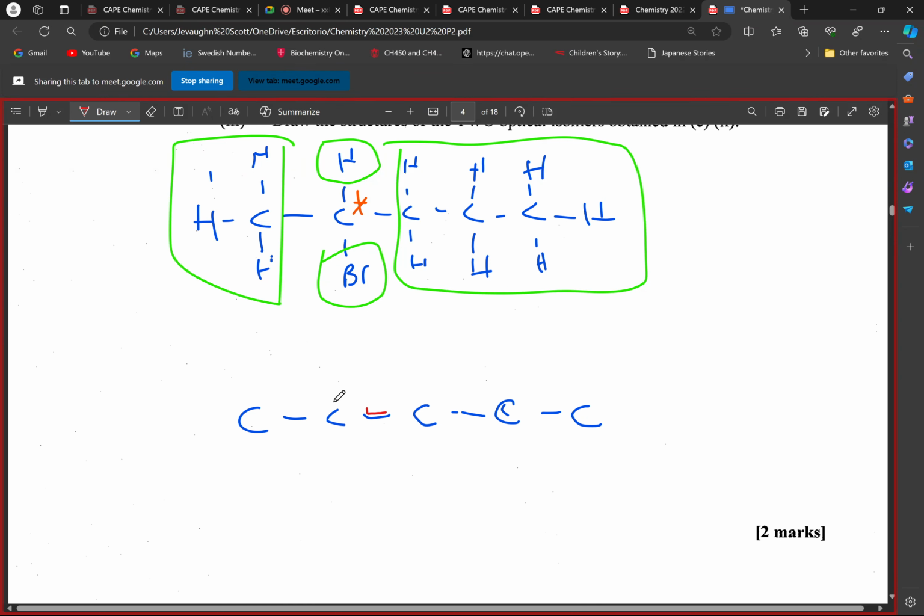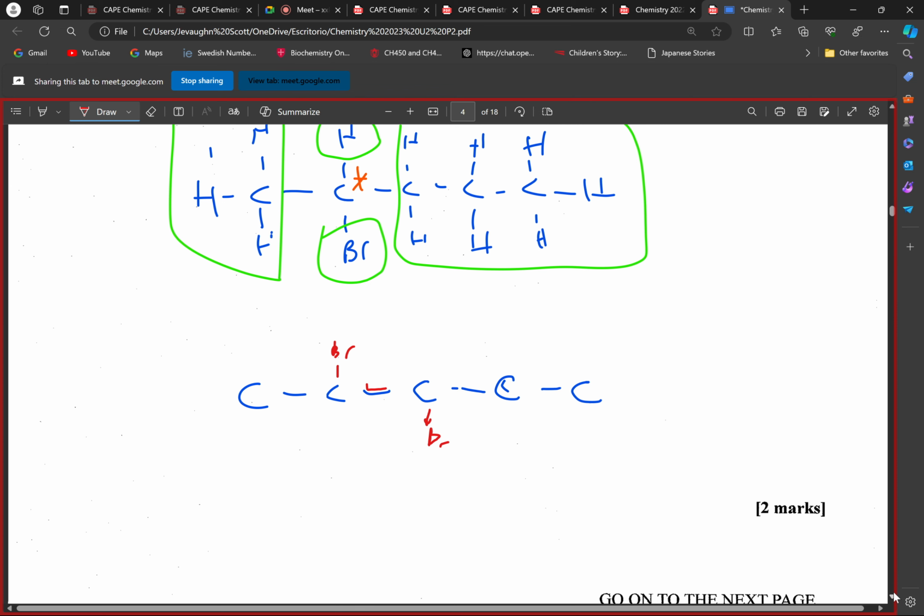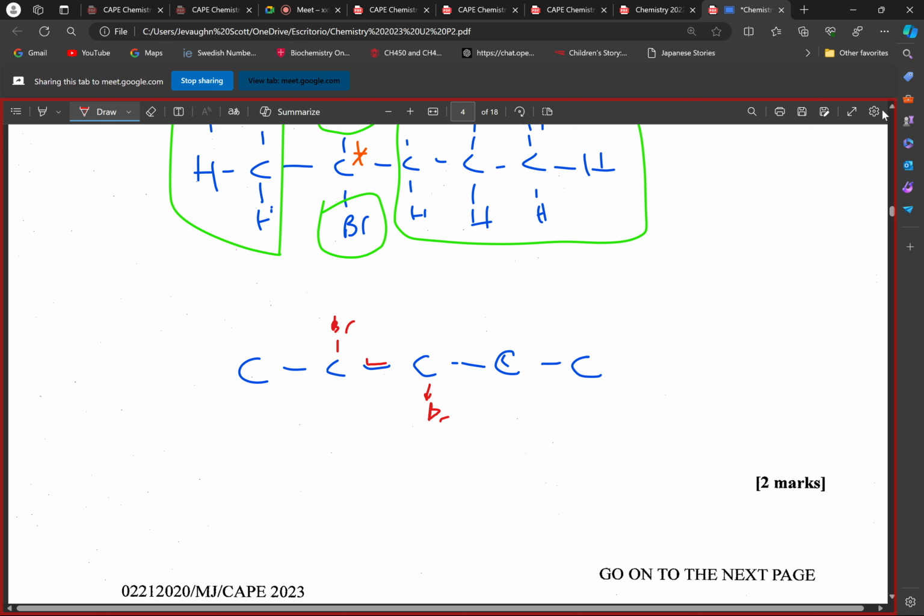So the only way it could be a proper addition is if it was added here. So it can be added here, or it could be added here, but if it's added here, it's not chiral. The only way in which it would be chiral is if we put it in a geometric position. But it's not going to be geometric anymore because this is an alkane. Alkanes don't form geometric isomers. So that is my issue here. Did somebody find the other one already?